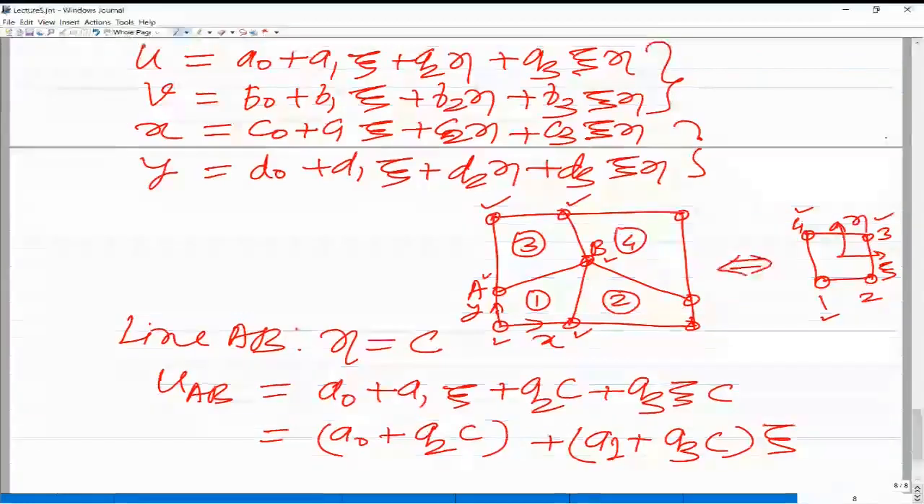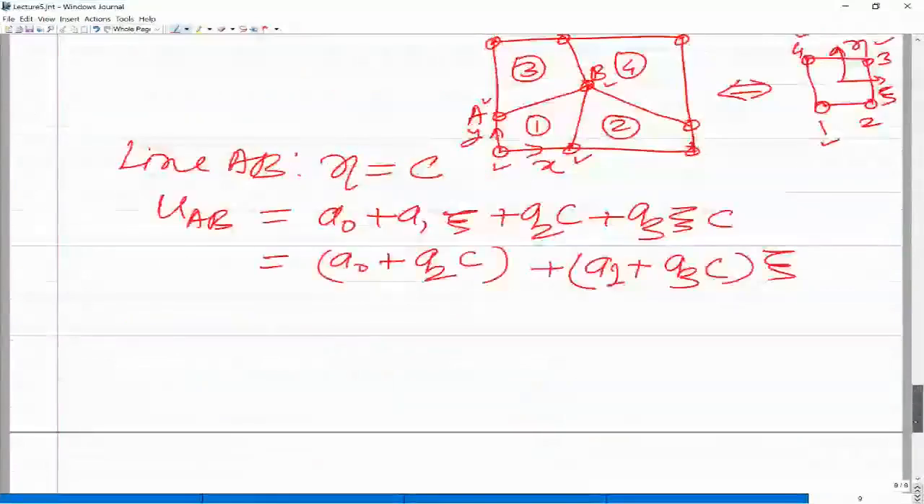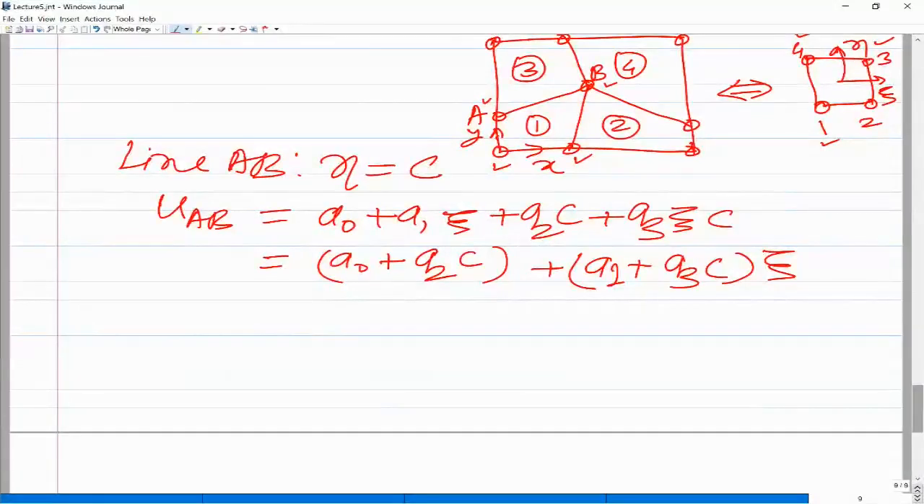So when we are moving along line AB, we are going to get the same variation of u along AB, whether we get it from element 1 or element 3. Similarly, we will get the same variation of v along AB, whether we get it from element 1 or 3. Now when you talk of u along AB, if you are in element 1, you are basically moving along the edge from 4 to 3, and if you are moving along AB in element 3, then you are moving from 1 to 2.